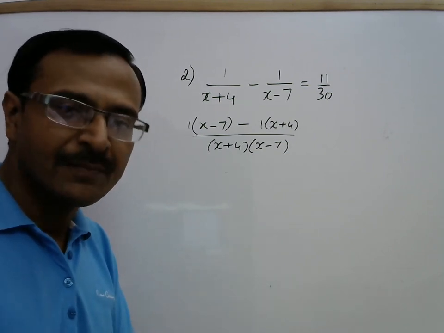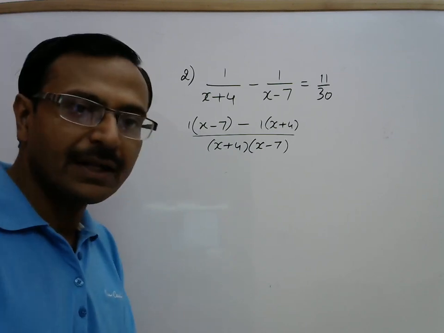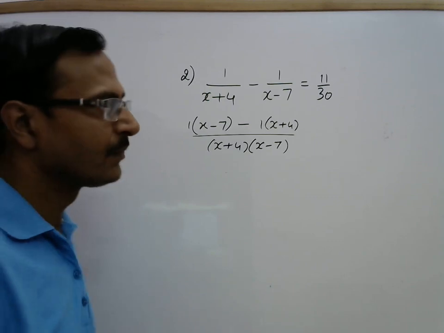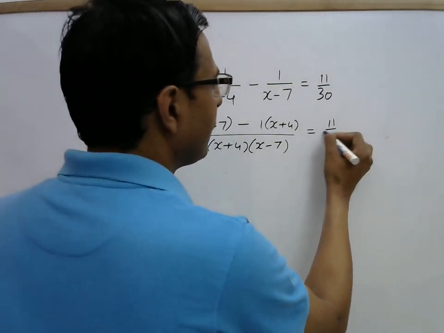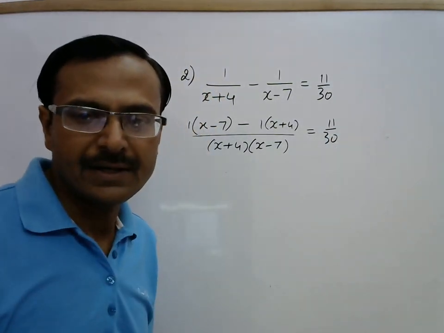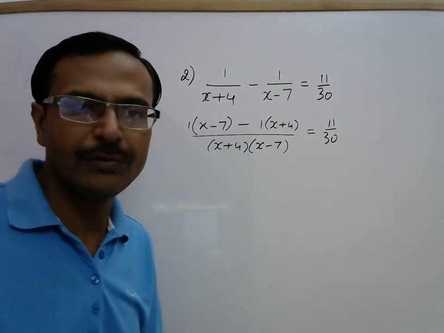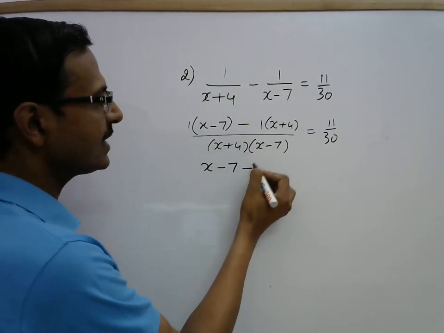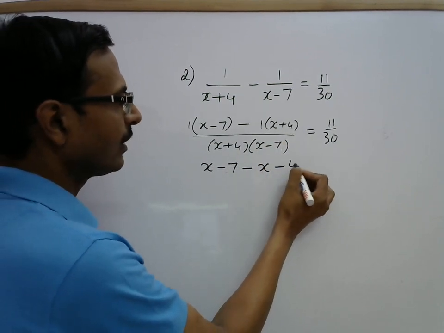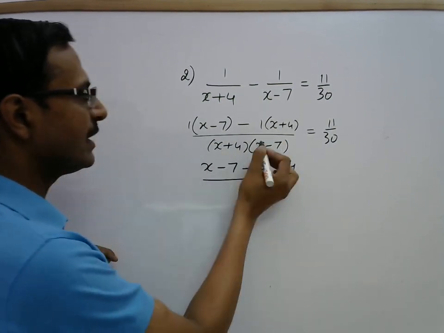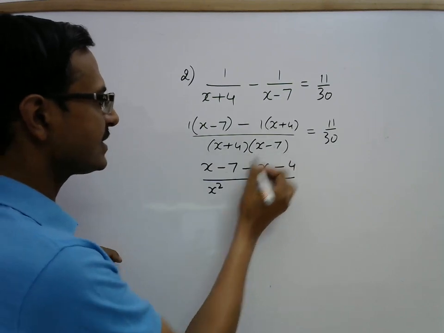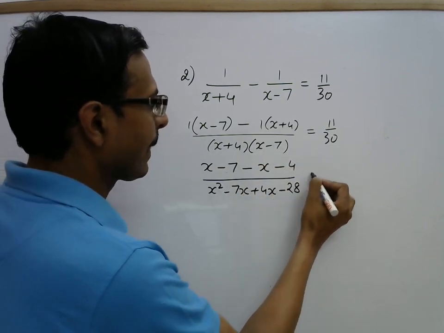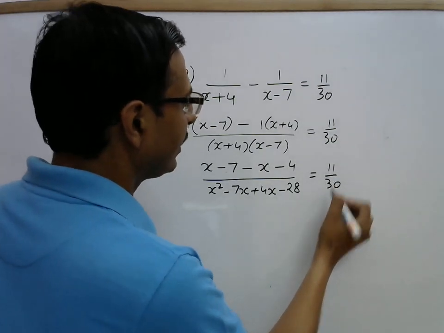These type of questions, if you do the first step correct, then you are likely to solve it correctly for the entire steps. So equal to 11 by 30, and now open all the brackets. So all the brackets have to be removed from this. So 1 into this x minus 7, and we have a negative sign, so signs will change. And in the denominator, just multiply them, x square minus 7x plus 4x minus 28 equal to 11 upon 30.